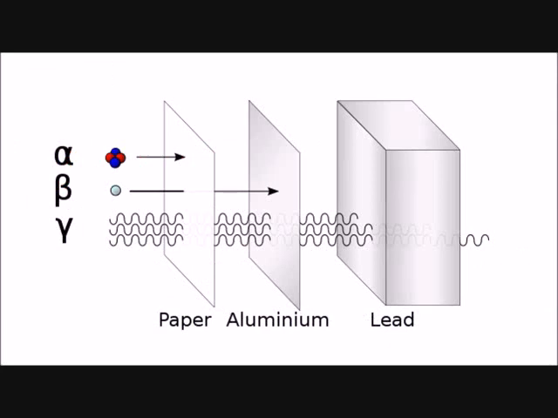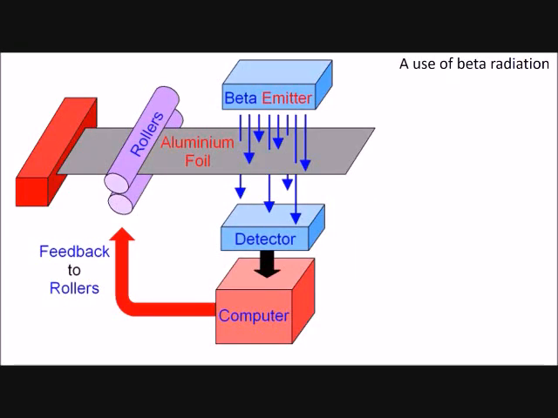A beta particle is moderately penetrating, and moderately ionizing as well. So let's talk about one of the uses of beta radiation. The manufacture of aluminium foil, or aluminum foil if you're in the States, is a good example. A radioactive source is placed above the foil and a detector below it, and if too much of this beta radiation is reaching the detector, that means the foil is too thin. So it sends a signal to the rollers to reduce the pressure, don't squeeze so hard, and that causes the foil to get thicker.